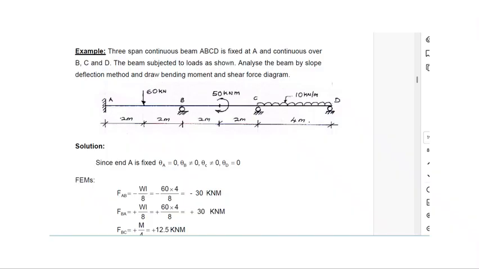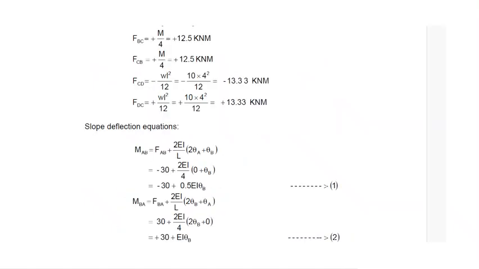FBC: the moment of 50 kilonewton meter, an external moment, is acting. So FBC is M by 4, 50 by span length 4, plus 12.5. And then FCB, the next one, that's also plus 12.5. Then the next span is FCD, it is with UDL, so minus WL square by 12, you get minus 13.33 kilonewton meter. FDC is plus WL square by 12, plus 13.33 kilonewton meter.